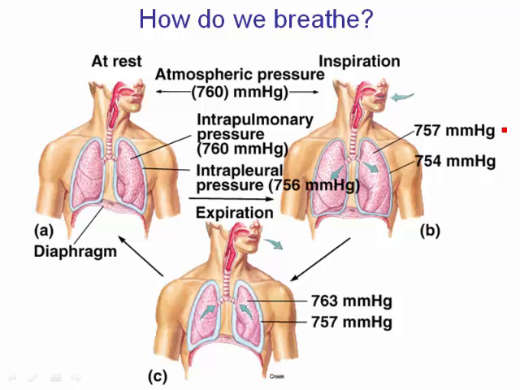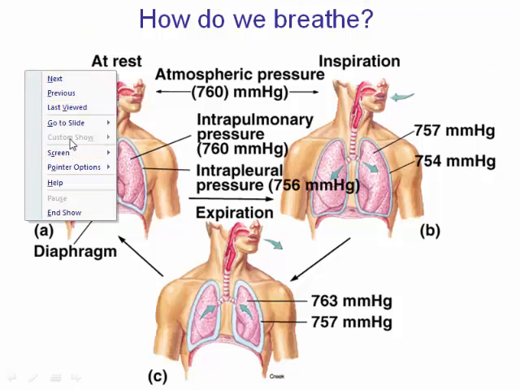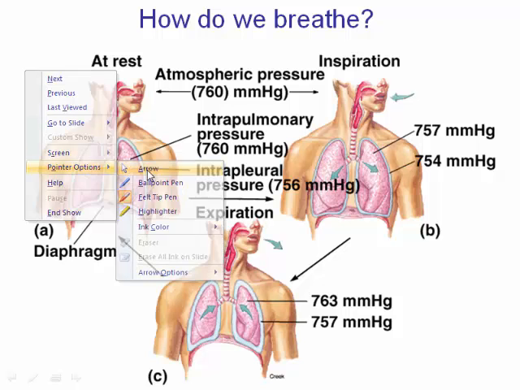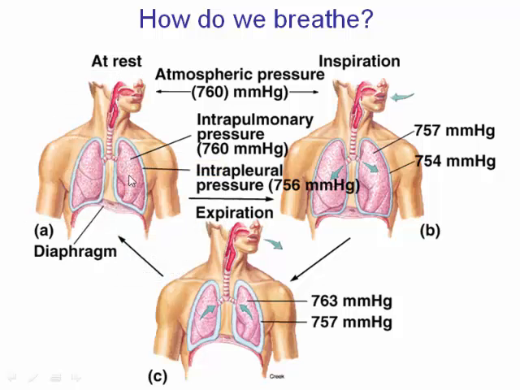How do we breathe? Now that you have all the pressures and you know the basics of it, I'm going to get my notes here so I'll have what's next in front of me. Okay, how do we breathe? So this is the picture I showed you earlier, at rest. Let me put my pointer back to an arrow. So this person here is at rest. The atmospheric pressure is 760, and it doesn't change.